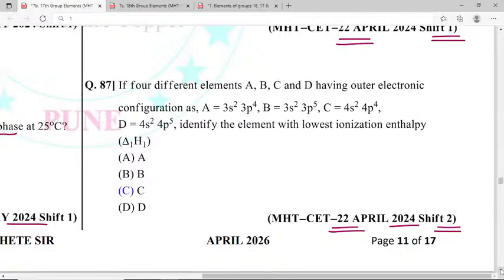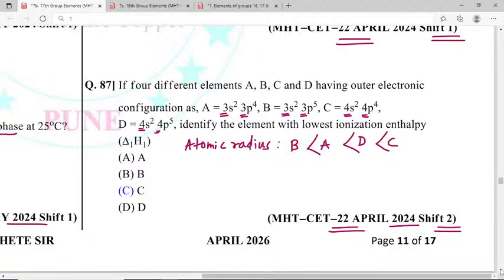87. Please mention question number 87 and your answer. Question number 87: please arrange according to atomic size. Atomic size and atomic radius are the same. Third period, third period, third period, third period; fourth period, fourth period, fourth period, fourth period. In atomic size, C is highest compared to D, and then A is higher than B. Pay attention, the question asks for lowest ionization enthalpy. Ionization potential and ionization enthalpy are the same.